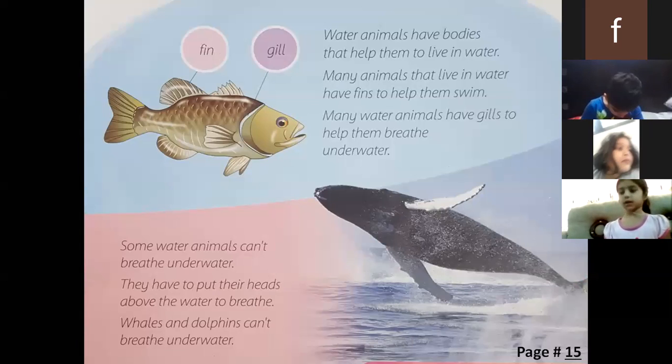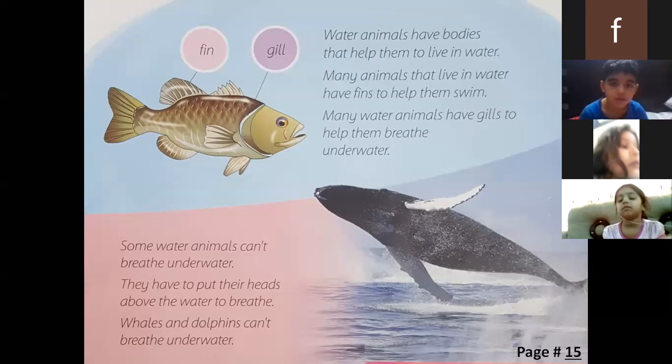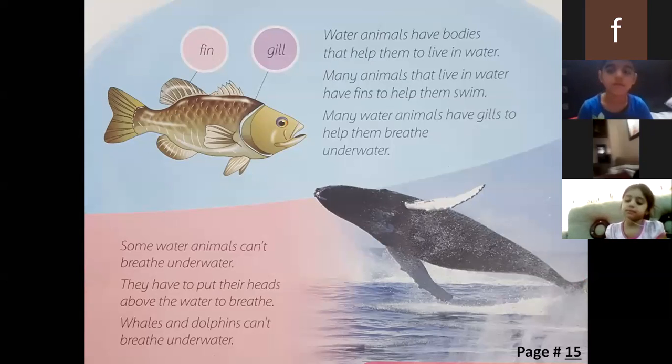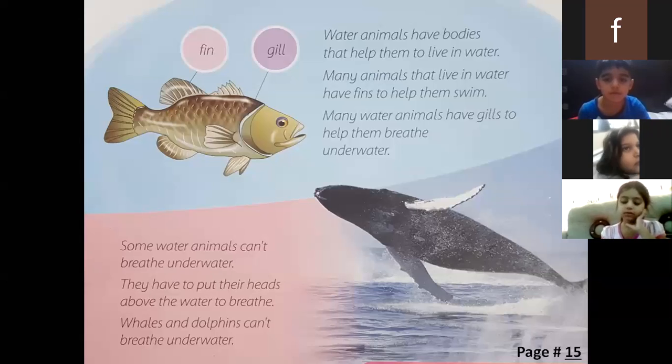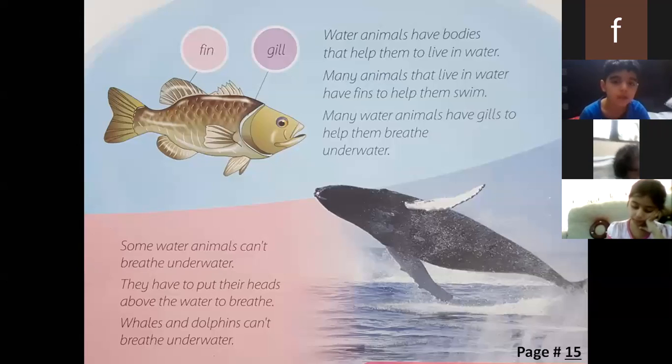Water animals have bodies that help them to live in water. The animals that live on land have a different body, isn't it? Their body structure is according to the environment on the land. But the body structure of water animals is different. It's according to the water, because they live in water.